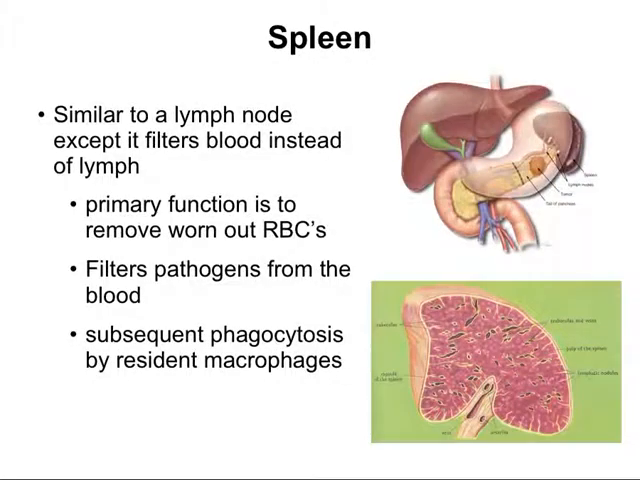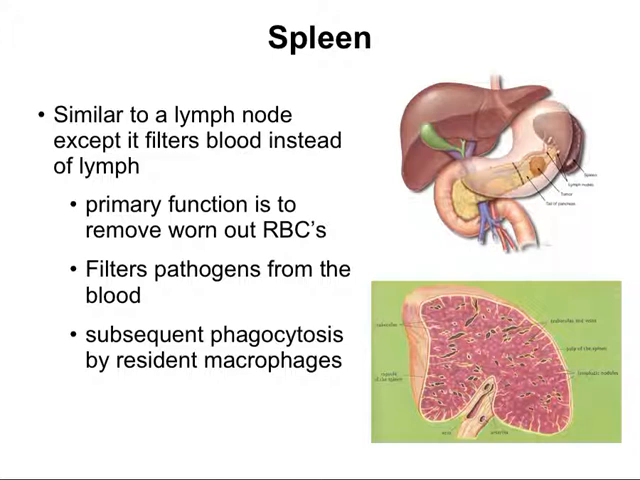Another organ of the lymphatic system is the spleen. The spleen is pretty similar to the lymph node, even in its structure, except it filters blood instead of lymph. Its primary function is to remove worn-out red blood cells. However, it's also involved in the immune function by filtering pathogens from the blood. And then it has resident macrophages, big white blood cells, that are involved in phagocytosis of these dead pathogens.